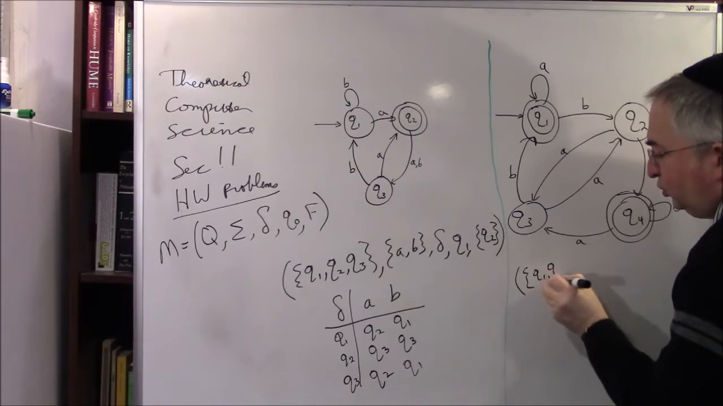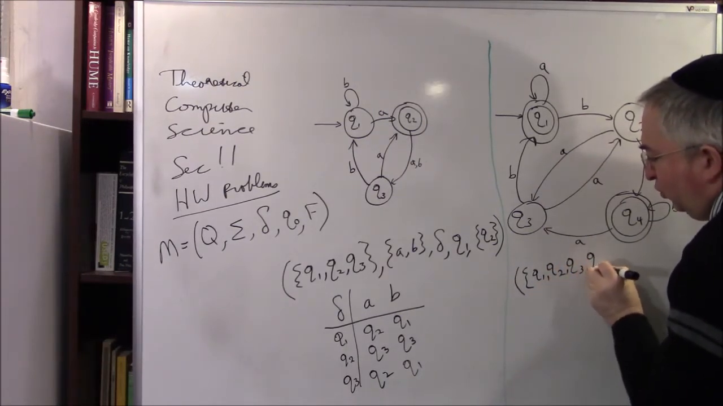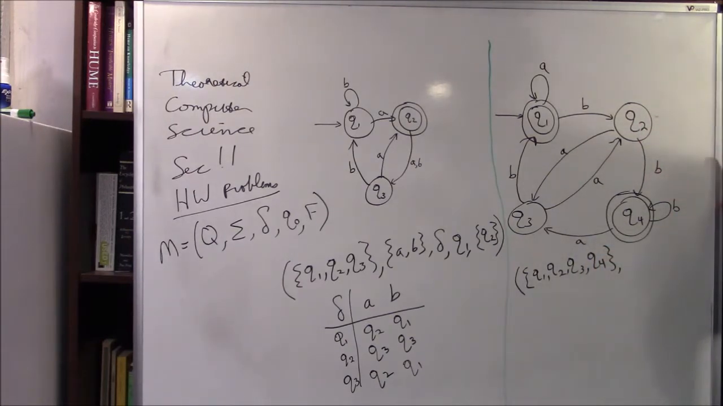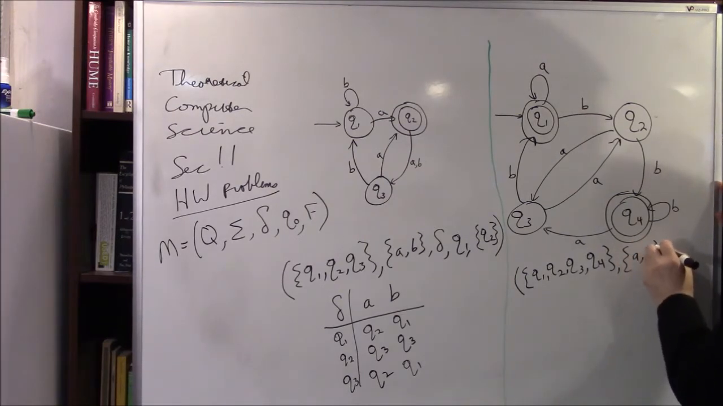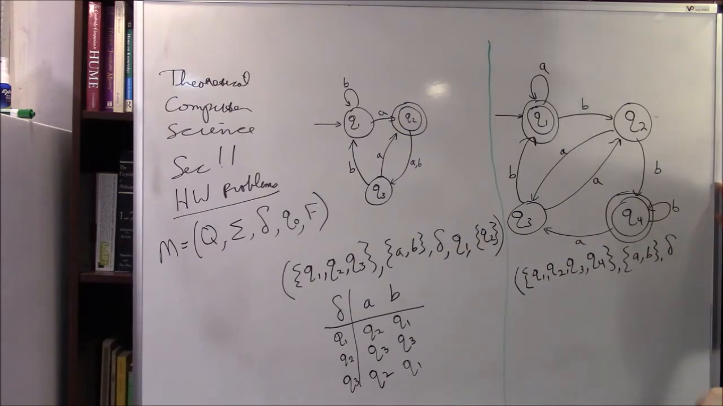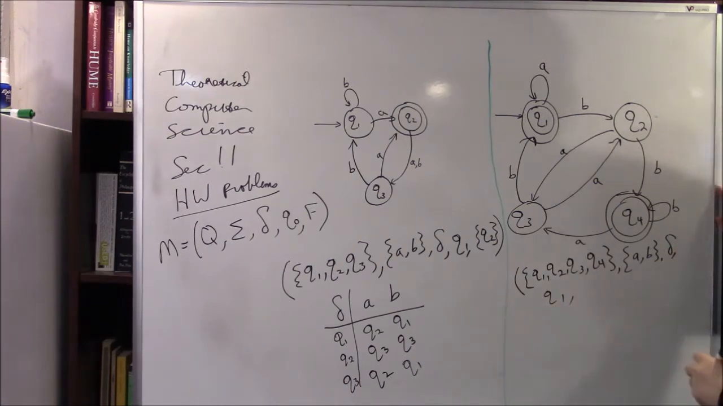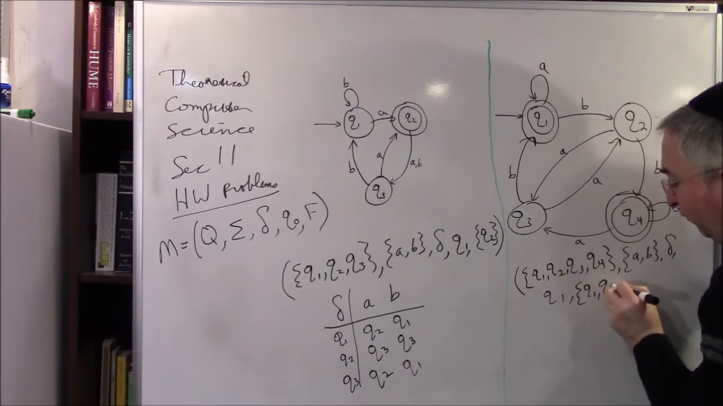Q1, Q2, Q3, Q4. Okay, and the alphabet is A comma B. Transition function, we'll write the transition function in a second. The starting state is Q1, and the accepting states are Q1 comma Q4.